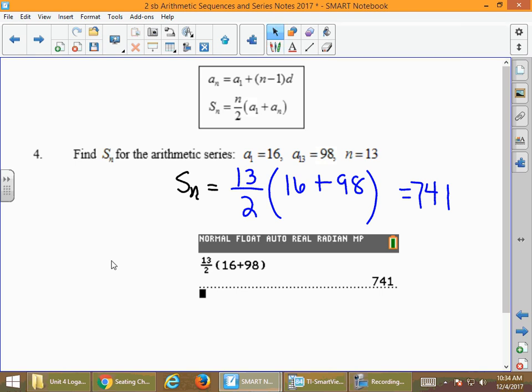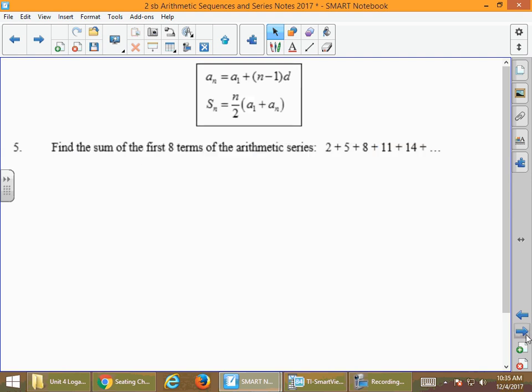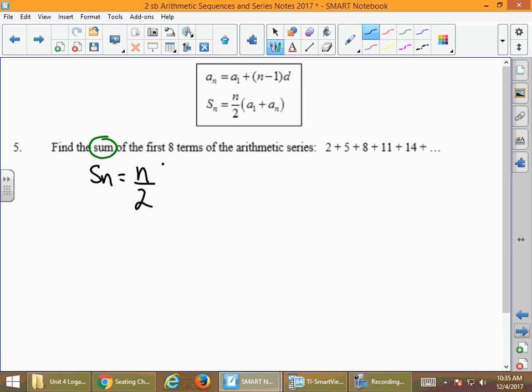But remember, we aren't always so lucky. Sometimes we have to go back and use an old formula to figure out what that a sub n is. And I think that happens here on example number 5. Find the sum of the first 8 terms. So a couple things to watch out for. Here's that word sum. And consequently, that means we're going to have to use s sub n equals n divided by 2 times a sub 1 plus a sub n.